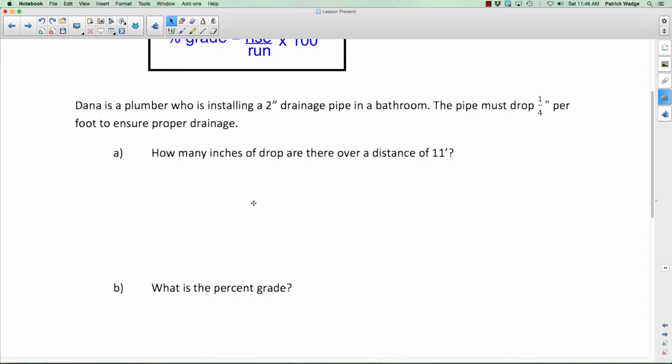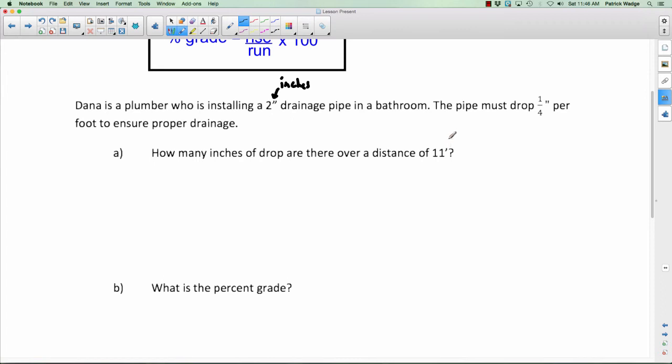Dana is a plumber who is installing a hey, wait a minute. We got 2 of these tick marks. What's that mean? Last time when we had 1 of those tick marks, it meant feet. When you have 2 of those tick marks, it means inches. So, Dana is a plumber who is installing a 2-inch drainage pipe in a bathroom. The pipe must drop a 1/4 inch per foot to ensure proper drainage. How many inches of drop are there over a distance of 11?